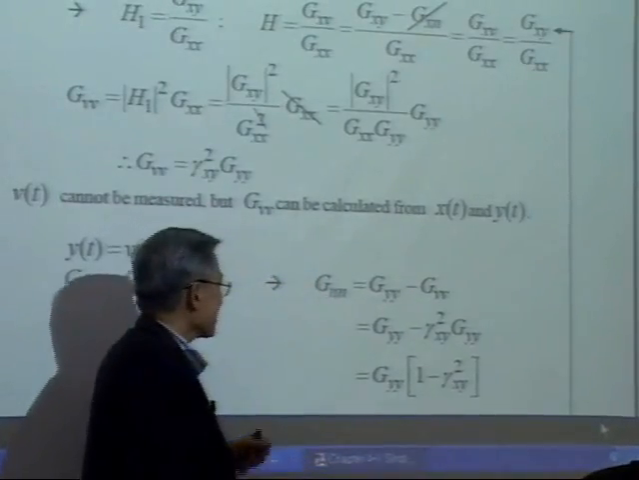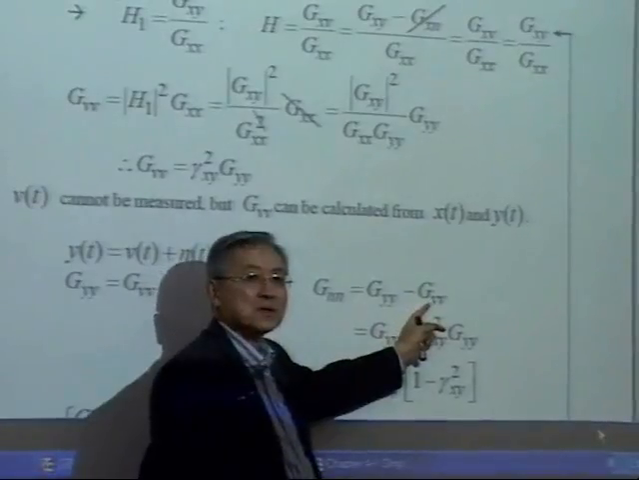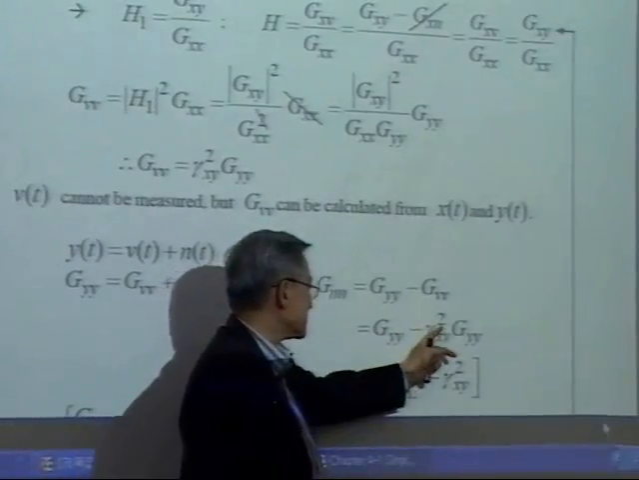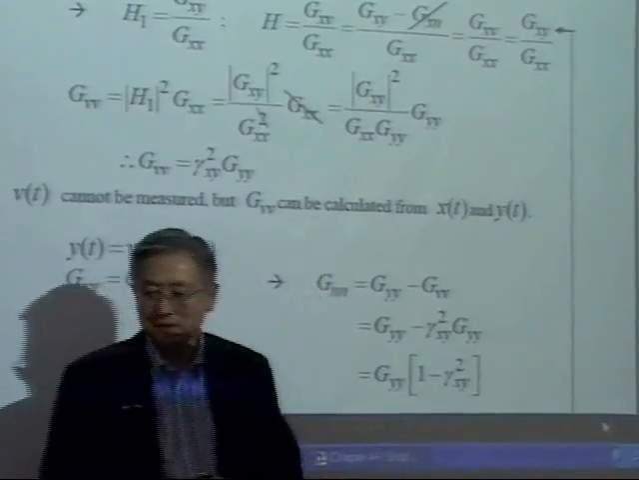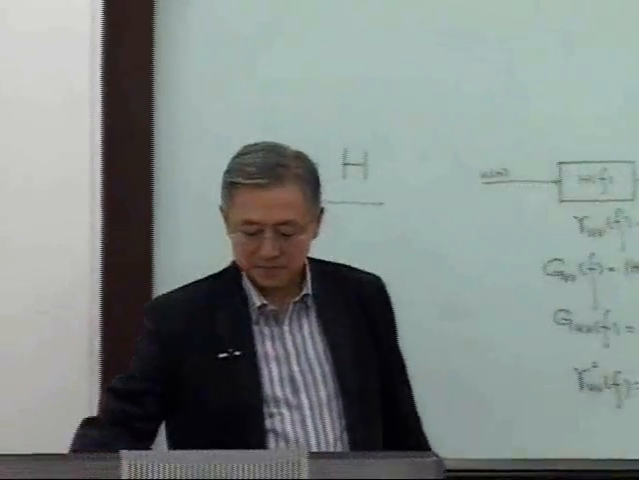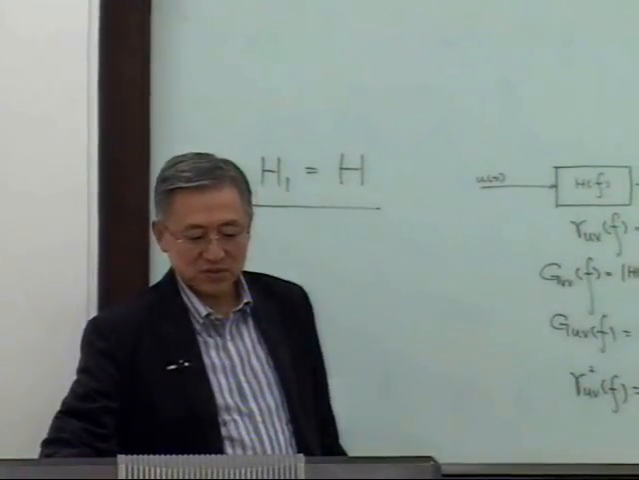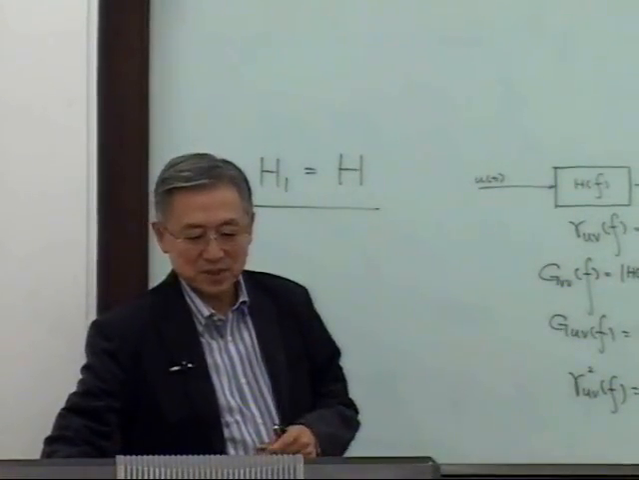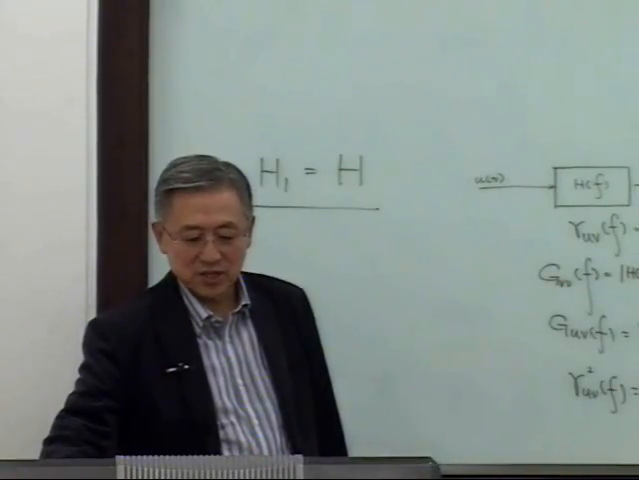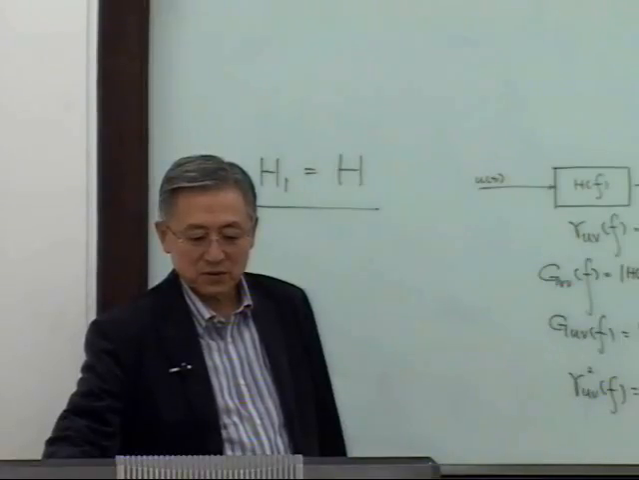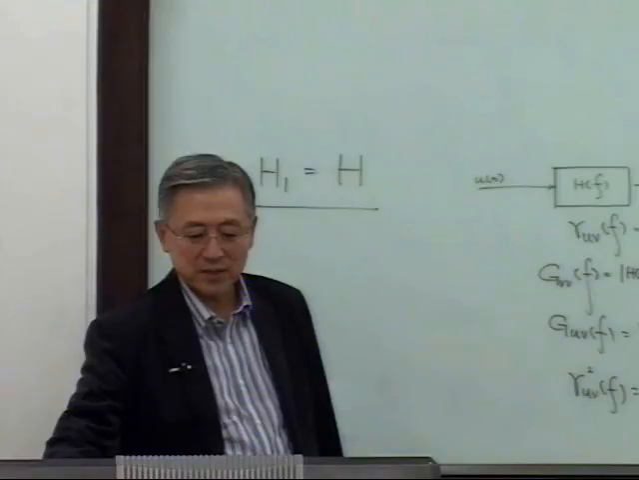So GVV is equal to gamma XY squared times GYY, and you can have that, right? This is to explain this again, but I already explained. So GNN is equal to GYY times one minus gamma XY squared.